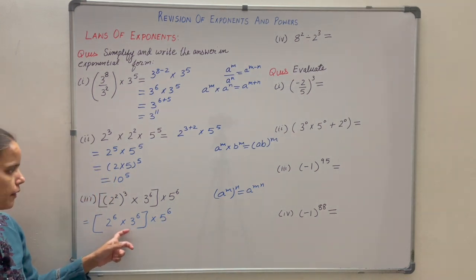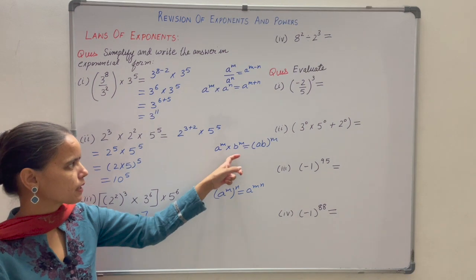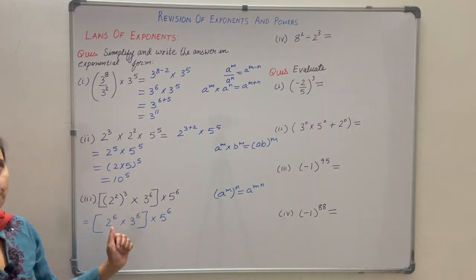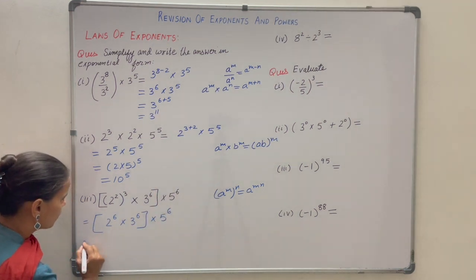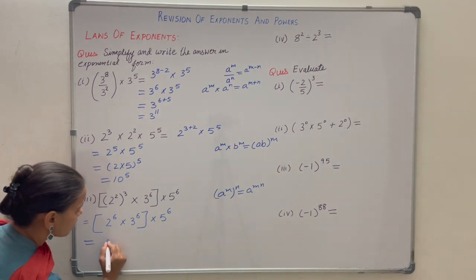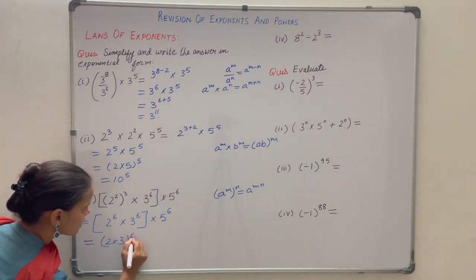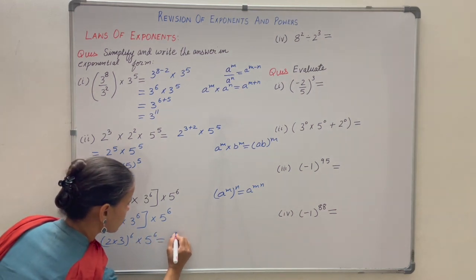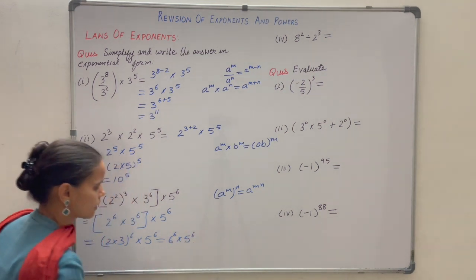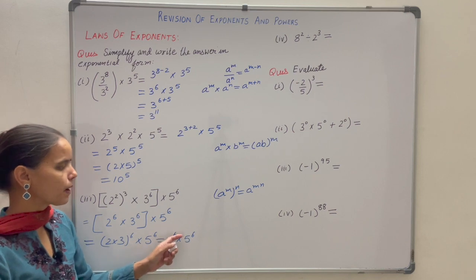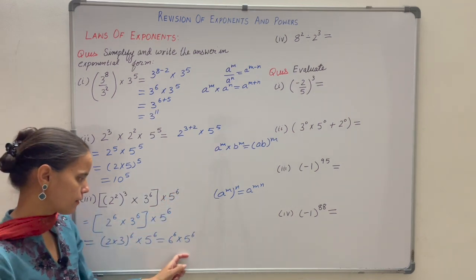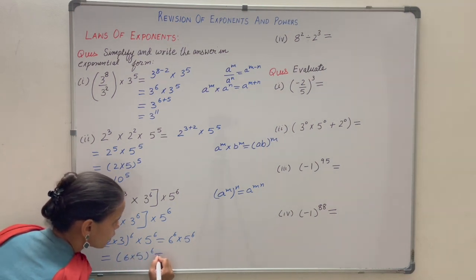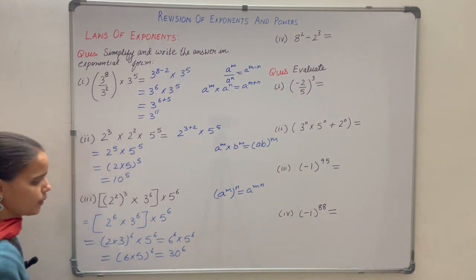Then this is 5 raised to power 6. So here the bases are different, powers are same. So this law, bases are different, powers are same. So ab whole raised to power m. So here 2 into 3 whole raised to power 6 using this law. So you get here 2 into 3 whole raised to the power 6 into 5 raised to power 6. So this can be written as 6 raised to power 6 into 5 raised to the power 6. Again, the bases are different, powers are same. So I am going to use this law and rewrite this as 6 into 5 whole raised to the power 6. So you get here 30 raised to the power 6.